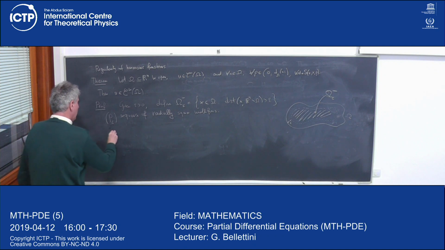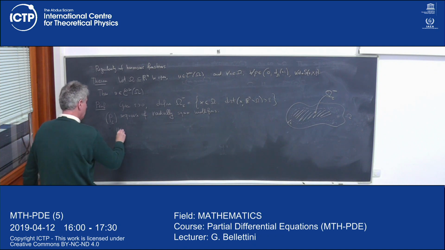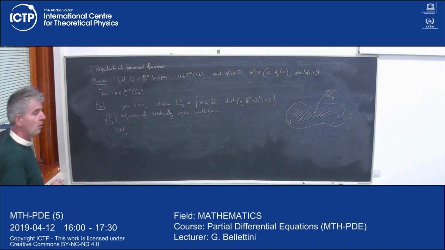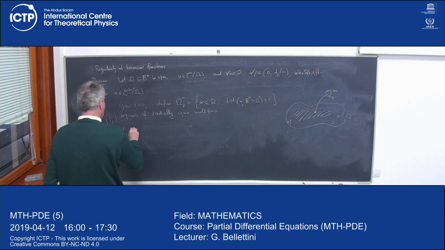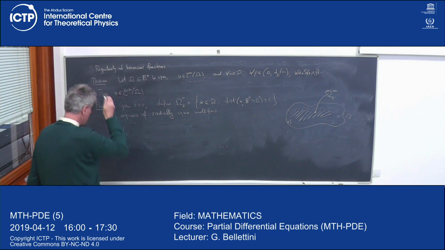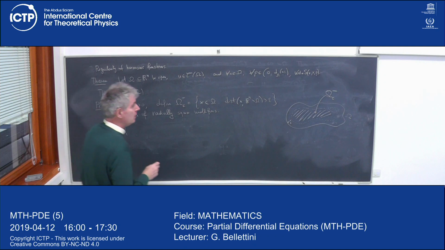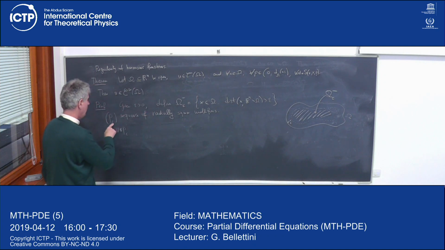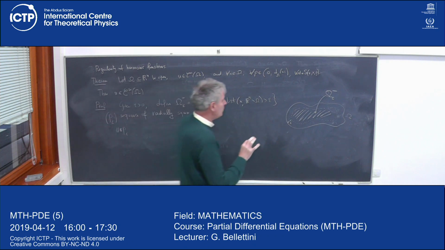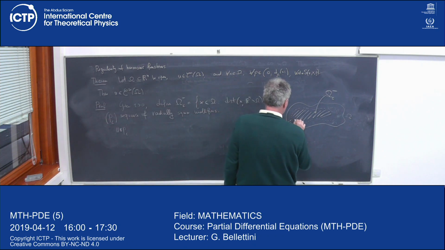So now what do I do? I consider the convolution. Rho epsilon has compact support, so we can do the convolution. The support of rho epsilon is a ball of radius epsilon.